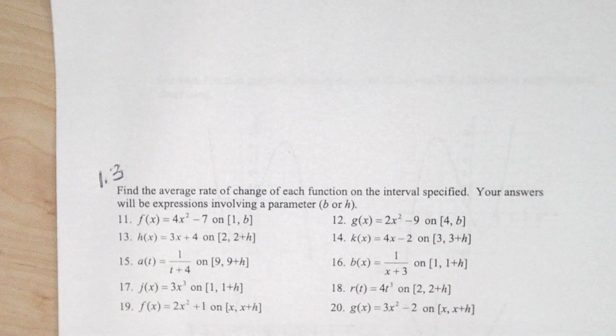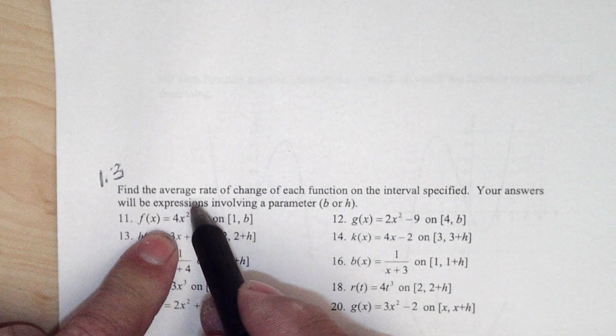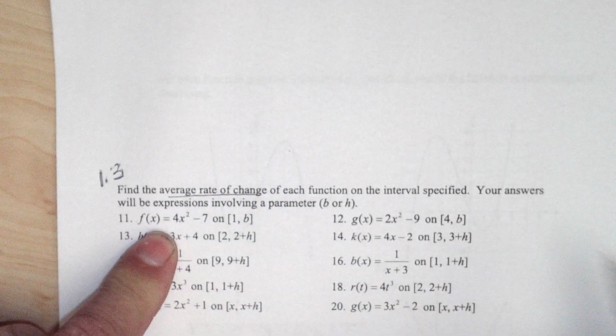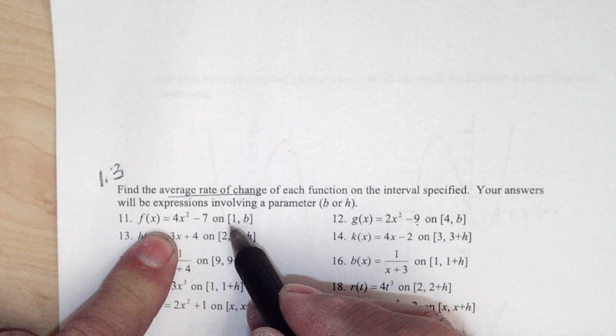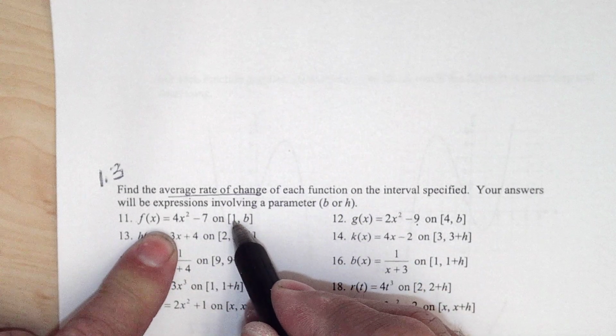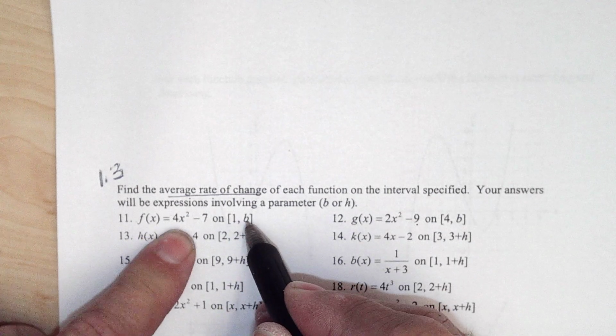Okay, we're going to do 1.3. We're going to start with number 11, and it says find the average rate of change, which basically means find the slope. And we're going to find the slope between the point where x is 1 and x is b.